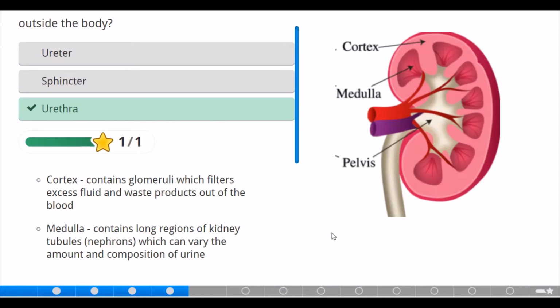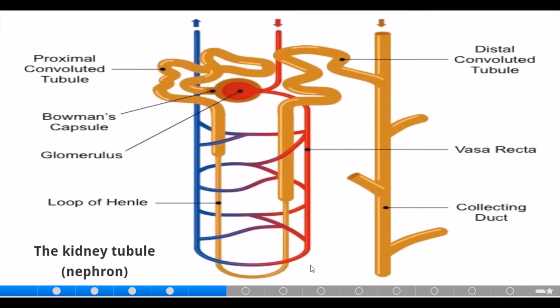The cortex contains glomeruli, which filter excess fluid and waste products out of the blood. Medulla contains long regions of kidney tubules, that is nephrons, which can vary the amount and composition of urine. On this slide, we have the picture of a nephron, a kidney tubule. It's shown with labeled parts: the proximal convoluted tubule, Bowman's capsule, glomerulus, loop of Henle, distal convoluted tubule, vasa recta, and collecting duct.